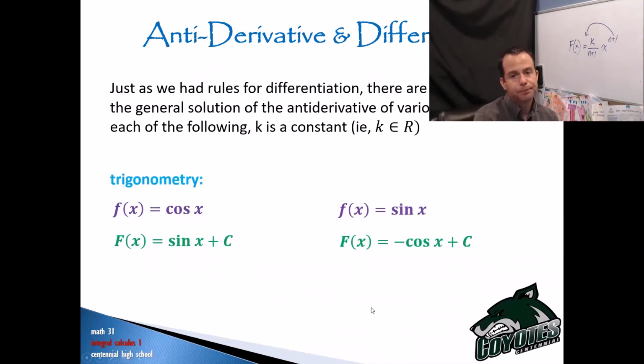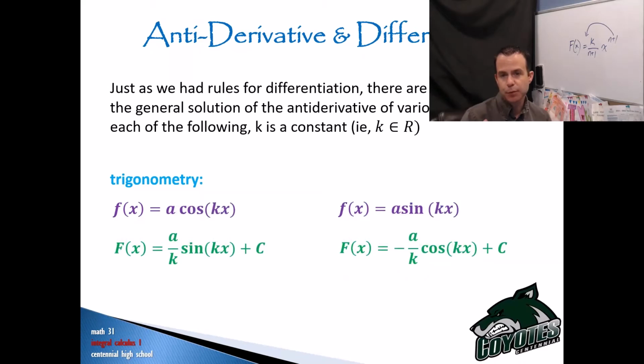Okay, now for trig. We know the derivative of sine is cos. So if my derivative is cos, then I would say the antiderivative would be sine x plus c. We know the derivative of cos is negative sine. So if I'm at sine and I need to take the antiderivative of that, that would end up being negative cos x.